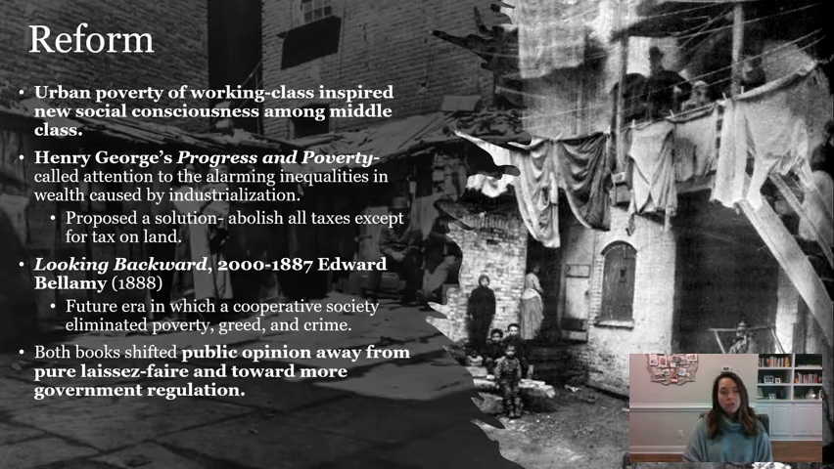They're bringing attention to the inequalities. They're writing books. So you have Progress and Poverty and Looking Backward, where they're trying to draw attention to the disparities between the wealthy, the middle class, and the urban poor. These books are going to shift public opinion away from a pure laissez-faire view of capitalism toward more government regulation. That's also happening at the same time as worries about industrialization, the growth of monopolies, and the reduction of competition, which is affecting prices. So we're leading towards a more progressive era of reform.